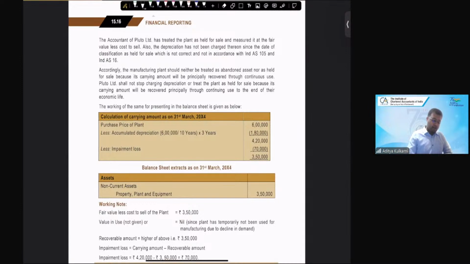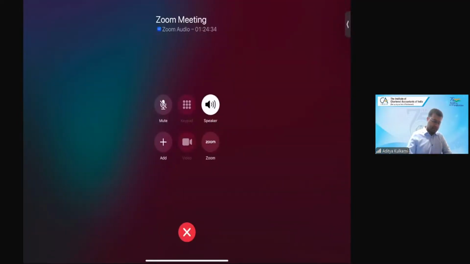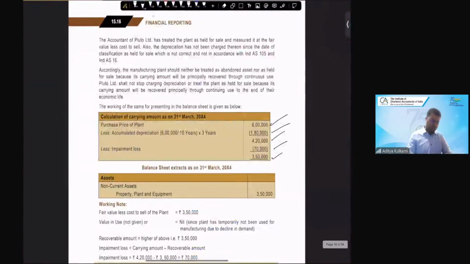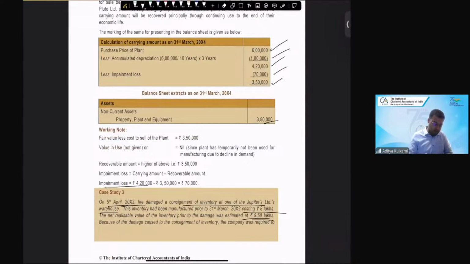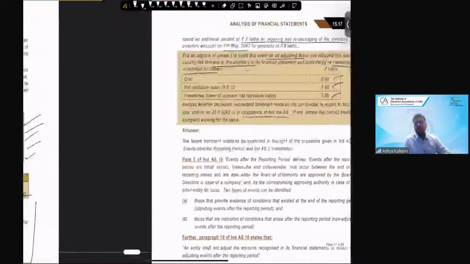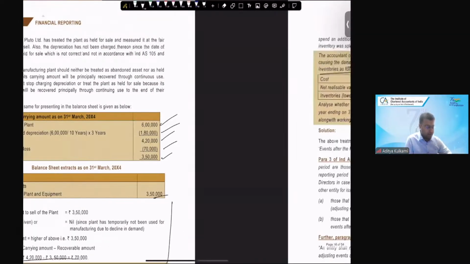Now, we started off with 6 lakhs minus 180, 420 minus 70, 3 lakh 50,000. So that is your balance sheet extracts. Next, 3 lakh 50,000. Impairment loss of 70,000 is something that you end up recognizing. So that takes care of this. Is it okay? Yes, sir. No doubts, I hope. Okay, all right. Next.